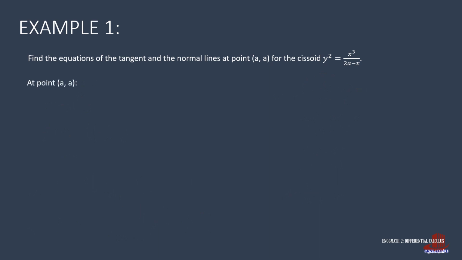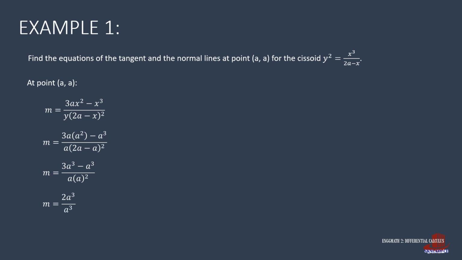Using the point considered at (a, a), the variables in the slope equation can be taken as a to be simplified as m is equal to 3a times a squared minus a cubed all upon a times the square of 2a minus a, which we can collect together and have the numerator cancelled with the denominator, leaving m equal to 2. This is at point (a, a).